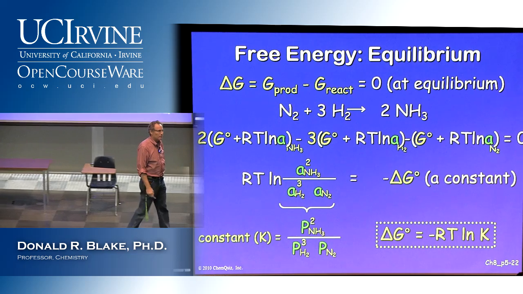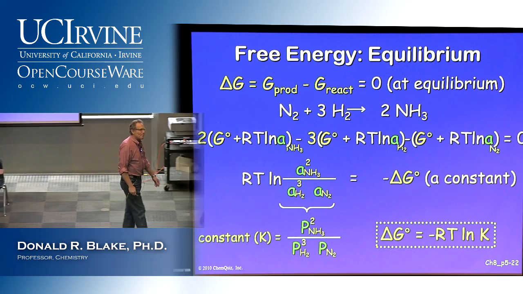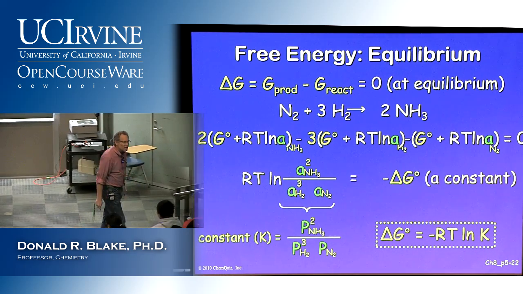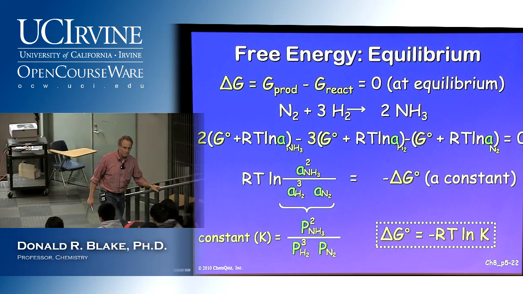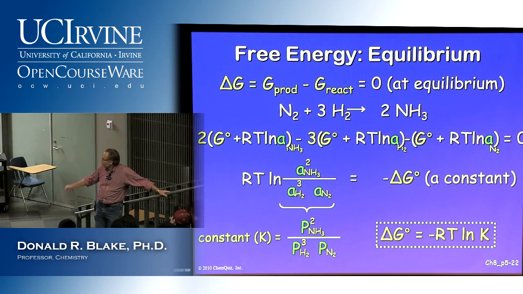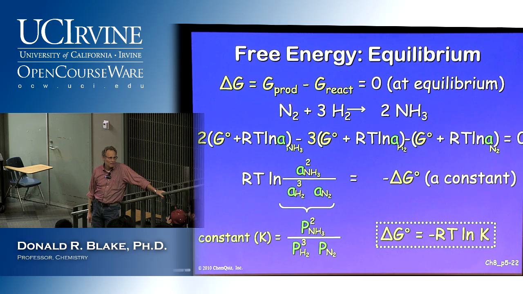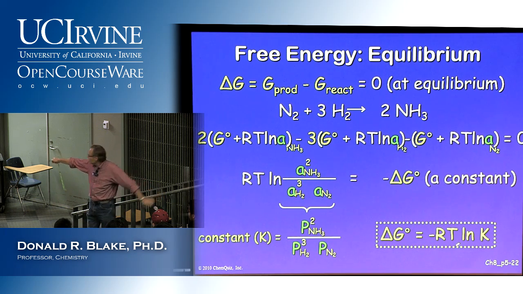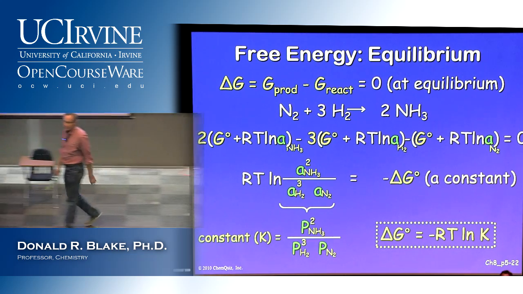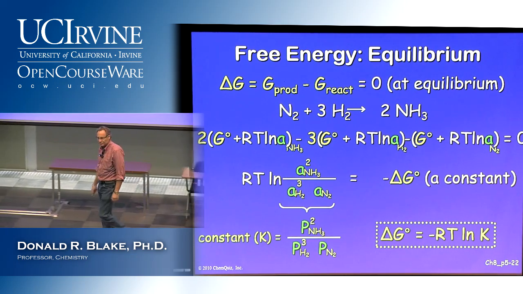So, folks, if I want something to be spontaneous, what does RT log K need to be? Just this part, not the minus. RT log K has to be what? If I want something to be spontaneous, it's got to be positive because we're subtracting it then, okay? So as long as an RT log K is a positive number, then it's spontaneous.